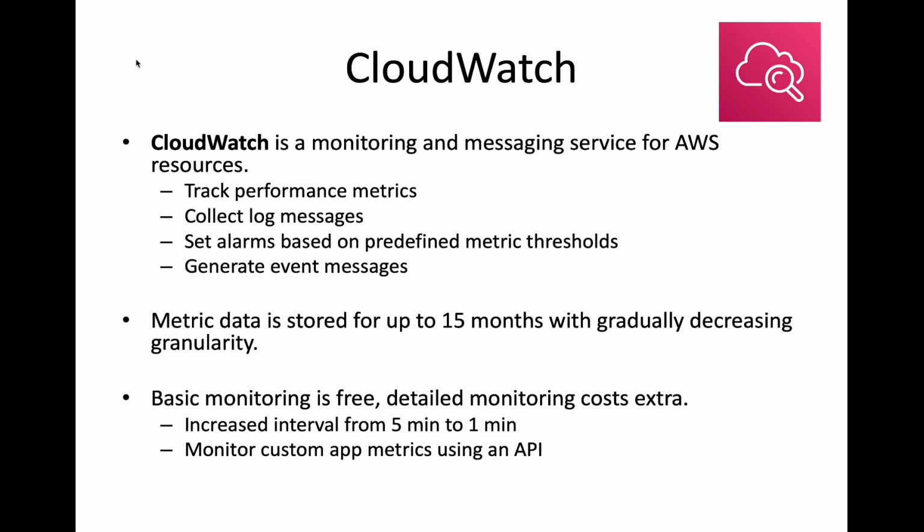The CloudWatch service is provided for free. There's a basic monitoring tier, which is included for most of our services. And in many cases, we have the option to select a more detailed monitoring tier. If we select the detailed monitoring tier, then we have to pay extra for that. What detailed monitoring will do is increase the monitoring interval from 5 minutes to 1 minute. So instead of taking a snapshot of our resource consumption every 5 minutes, it will gather metrics every single minute.